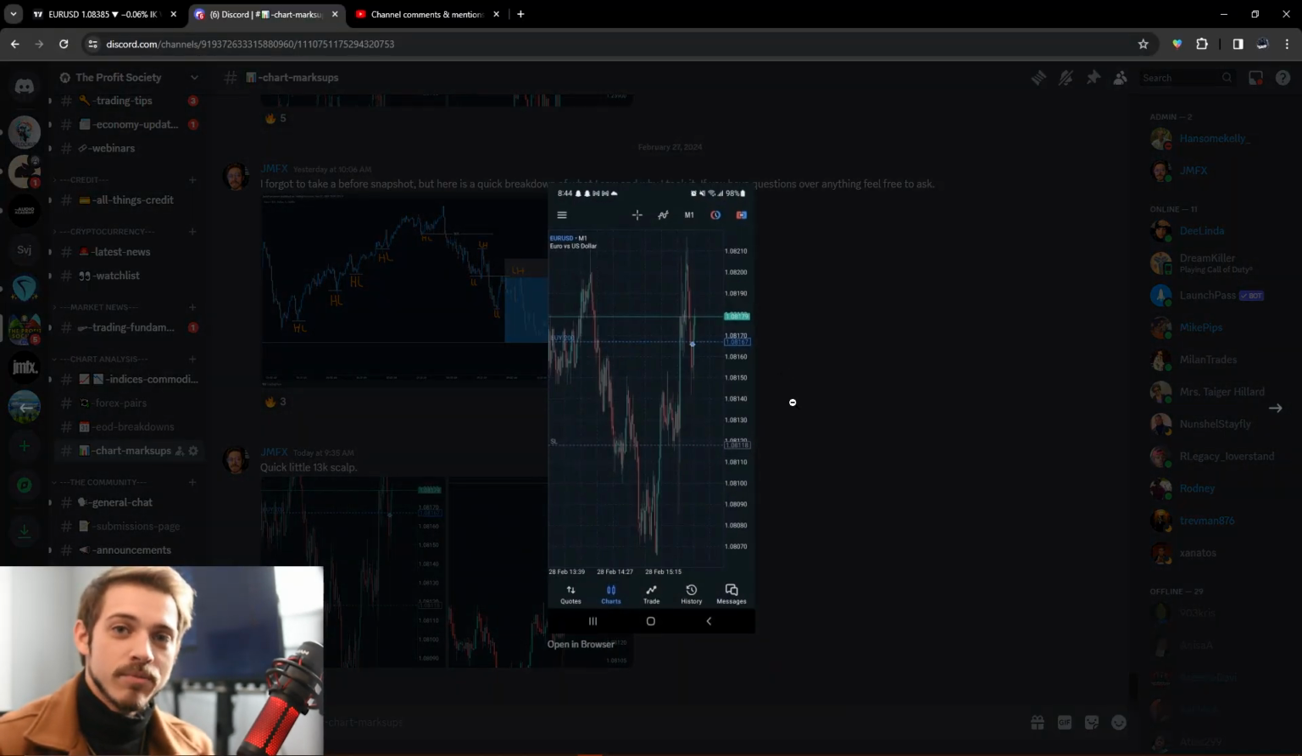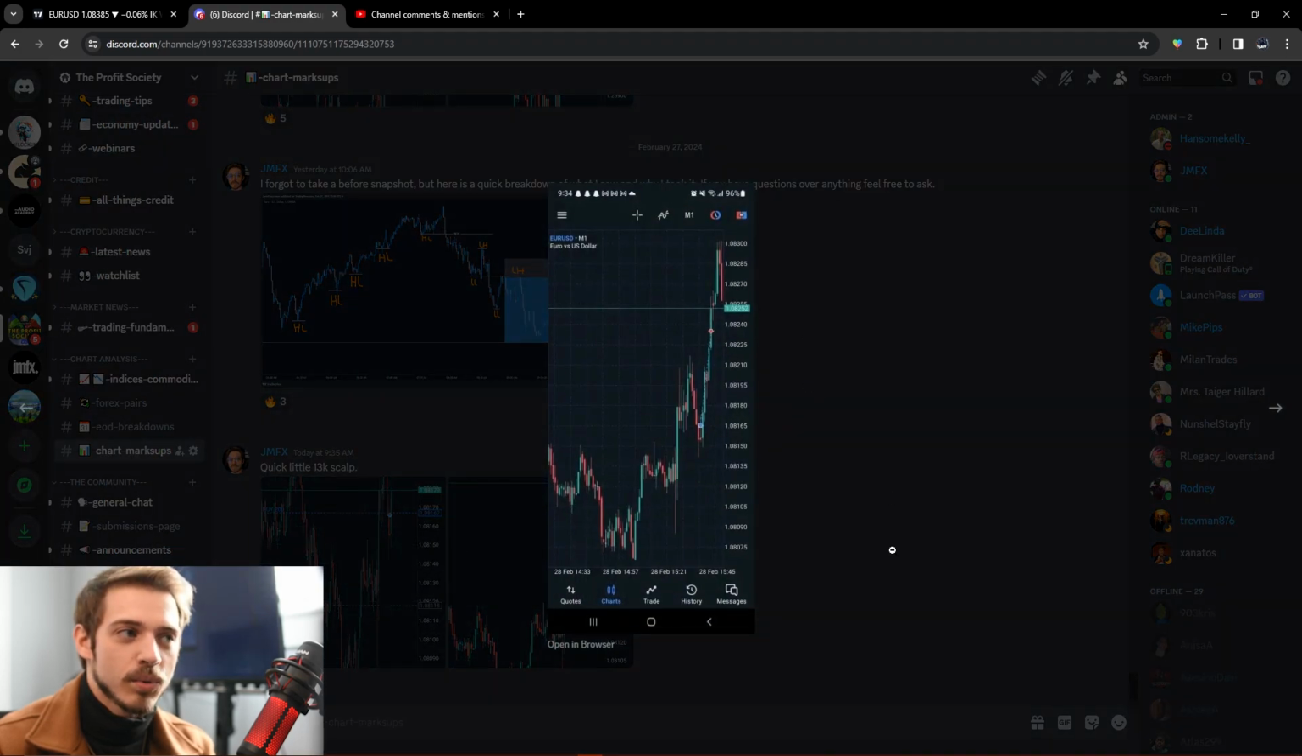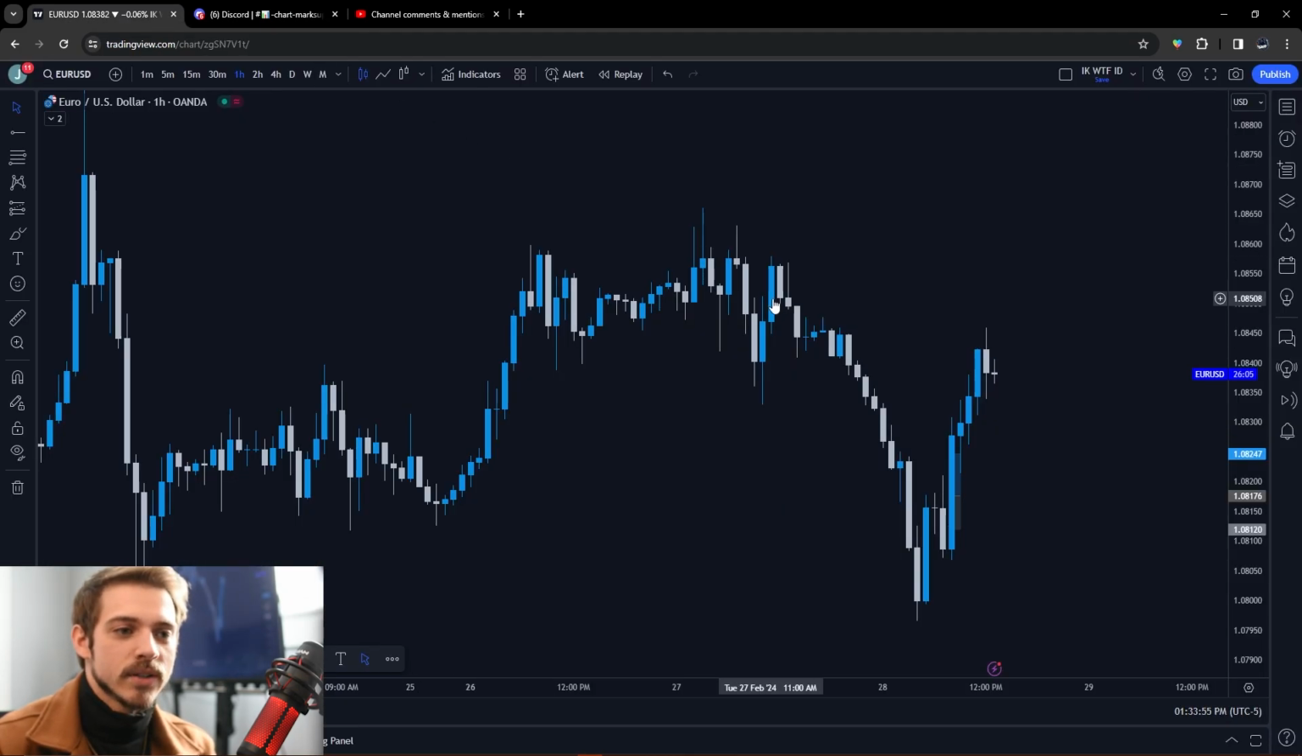Today we're going to take a quick look at a scalp I took on Euro USD this morning. Now before I show you this trade breakdown, let me just prove to you this is a trade I actually took. Here is my screenshot of me entering my trade in the Discord, as well as when the trade completed. So let's go ahead and break this down.